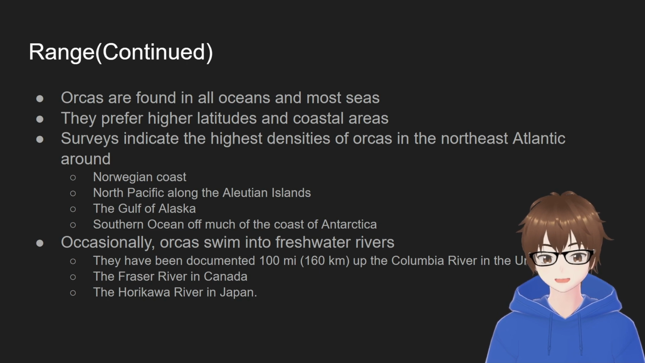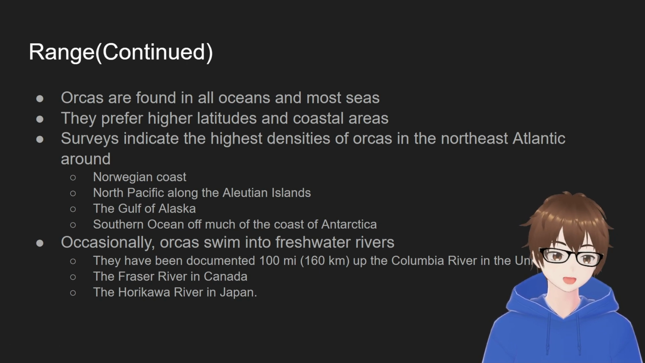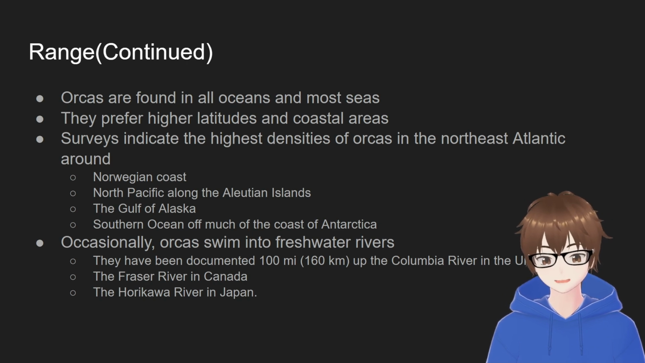Then occasionally orcas swim into freshwater rivers. They've been documented 100 miles or 160 kilometers up the Columbia River in the United States. Then also they've been seen in the Fraser River in Canada and the Horikawa River in Japan. So even if it's not salt water, they can still go up freshwater rivers and stuff like that. So anything that's connected to the ocean is fair game.